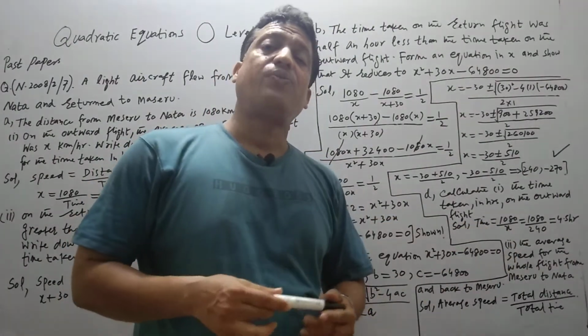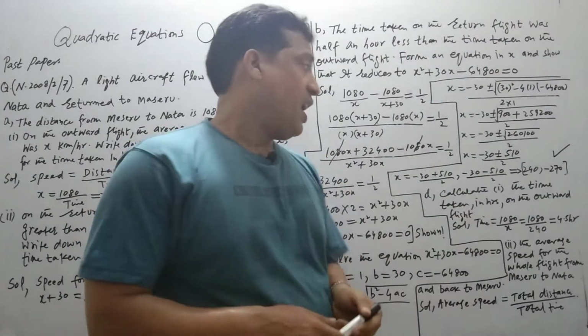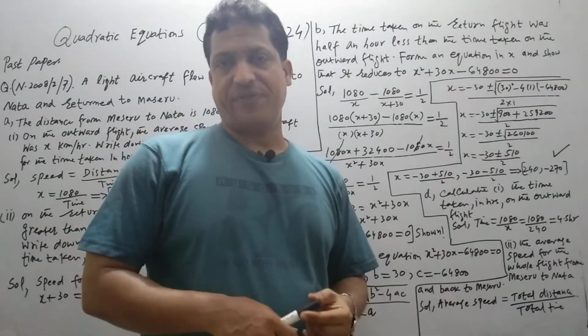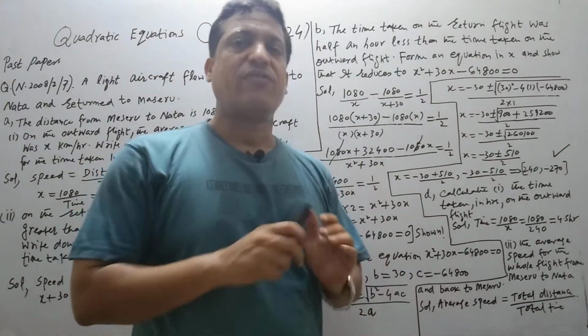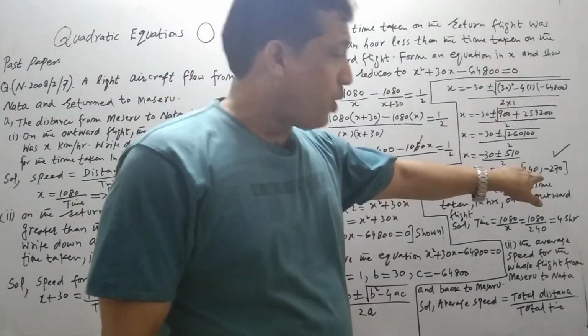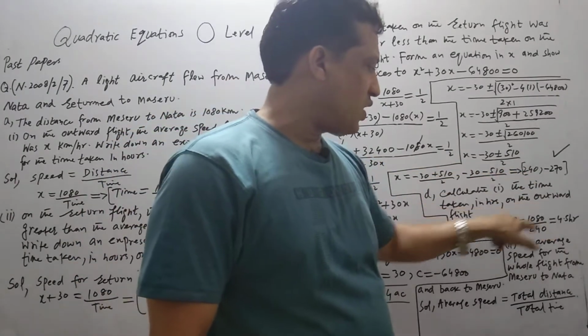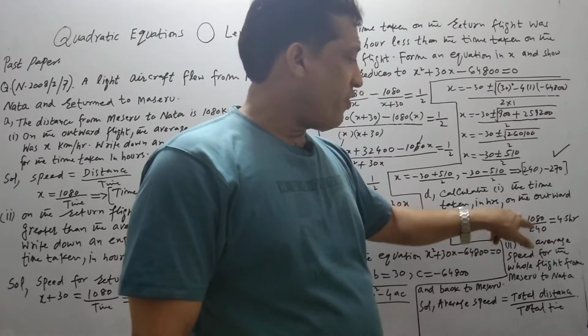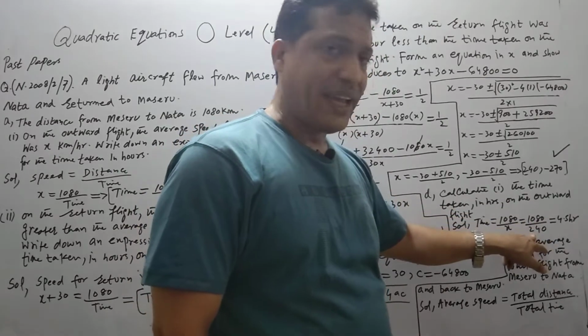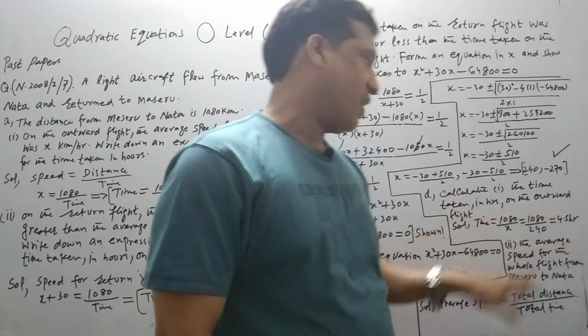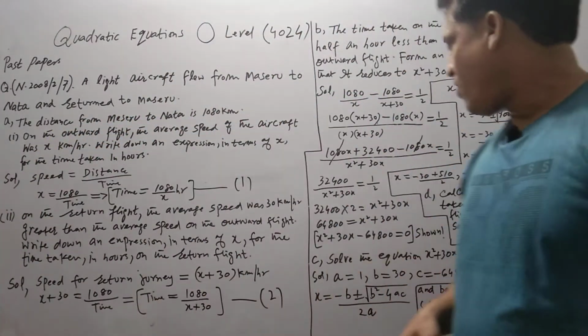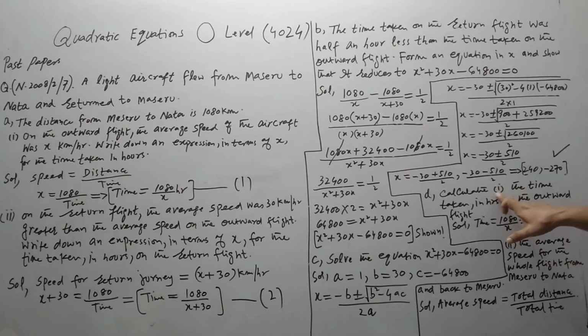Obviously student, we have to put the positive value. Why? Because time can never be negative. Time is always a positive quantity. So we have to put the positive value of x, that is 240. Hence time is equals to 1080 upon x. x is 240. If you divide 1080 upon 240 by calculator, you will get 4.5 hour. So this is the answer of part 1. The part 1 is the time taken in hours on the outward flight. The time taken in hours of outward flight is 4.5 hour.